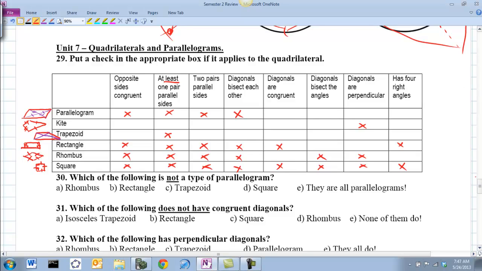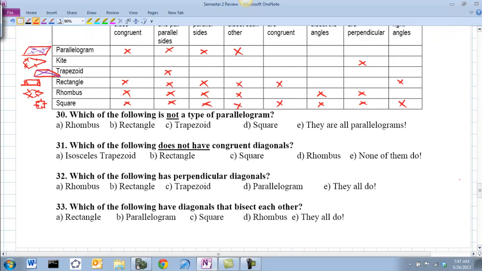All right, moving on for number 30. Which of the following is not a type of parallelogram? Please make sure when you're doing the final exam that you read the questions carefully. I often have students that will come to me and say, I don't understand. All of these are types of parallelograms. And the question is all about what is not a parallelogram. And out of all of these, letter C is the only one that's not, because it only has one pair of parallel sides. Parallelograms have to have two.